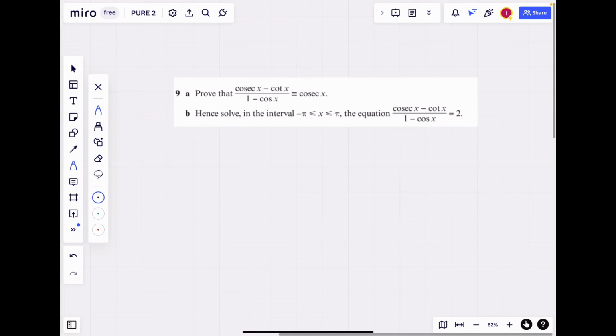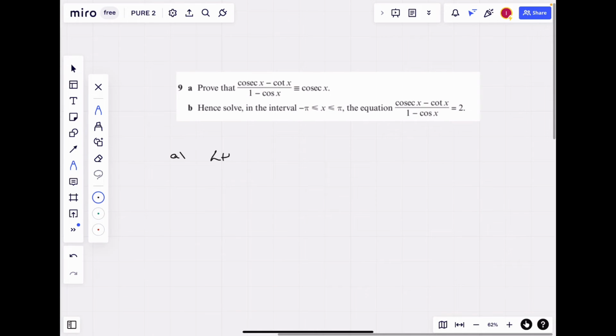Okay, part A. I find it's always easiest to go from left-hand side to right-hand side. So let's start with the left-hand side. Let's convert cosec and cot into sines and cosines. So cosec is 1 over sine minus cos over sine divided by 1 minus cos.